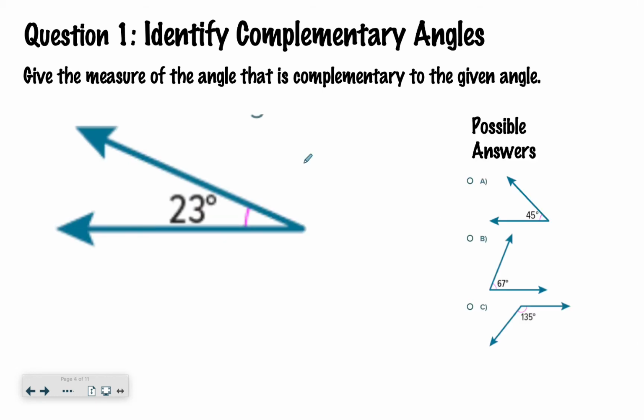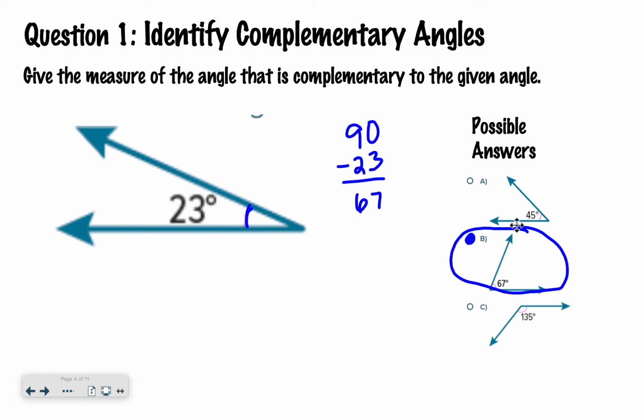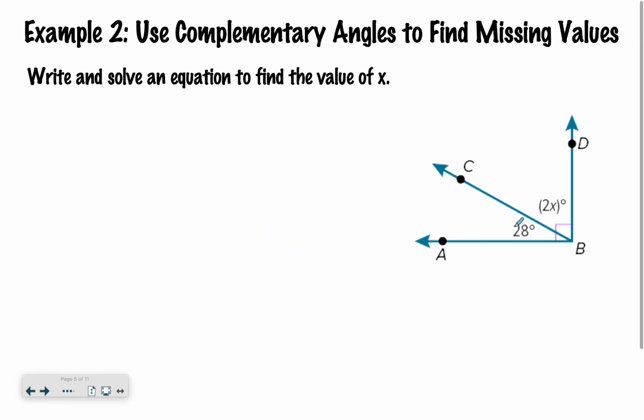So I want you to give the measure of the angle that is complementary to the given angle. Our given angle is 23 degrees. And then I have a couple of options over here, A, B, or C, for which one of those is complementary to 23 degrees. Good luck. All right, hopefully you said 90 minus 23 is 67, or option B. So 67 degrees is complementary to 23 degrees. That stuff's pretty straightforward.